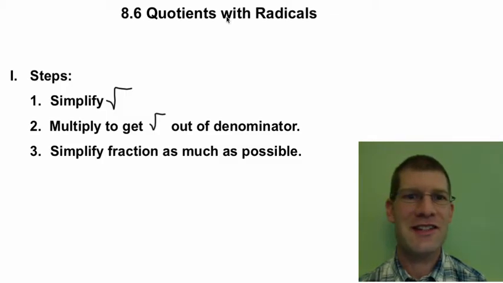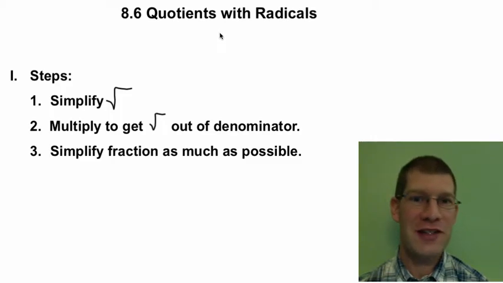Today's section is 8.6. It's quotients with radicals. Quotients would be divisions. We're looking at what happens when you get a radical inside a fraction, essentially. Often what this is really called, the process that we're going to be doing, is rationalizing the denominator.